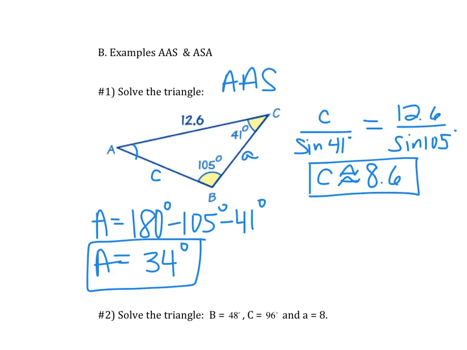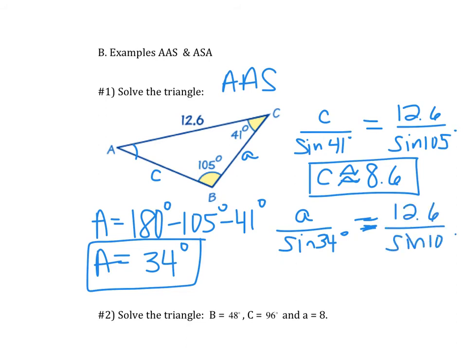A over the sine of 34 equals, and I'm just going to set this equal to my same ratio. All the ratios are equal to each other. So I'm going to keep 12.6 over the sine of 105.